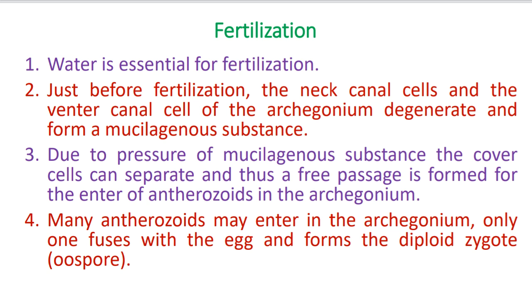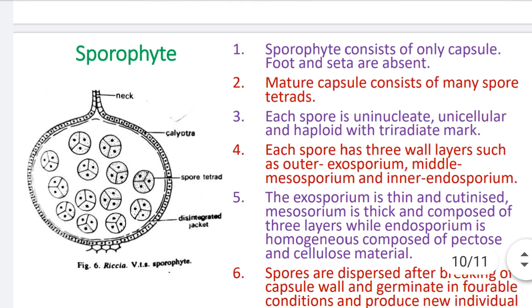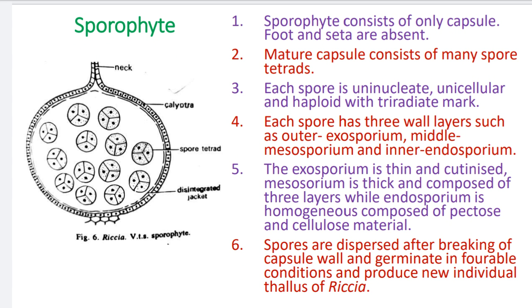In this way, the male nucleus present in the sperm and the female nucleus present in the egg, both nuclei are haploid, and both haploid nuclei fuse and the diploid zygotic condition is formed. After the diploid zygote is formed in the archegonium, the zygote undergoes further cell division and produces a small embryo, and that embryo produces the sporophytic structure.